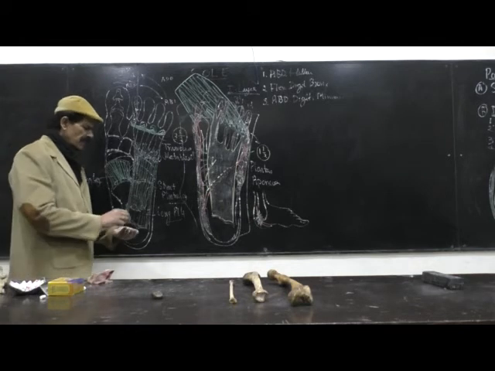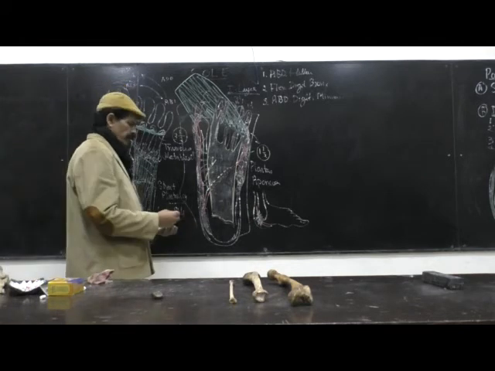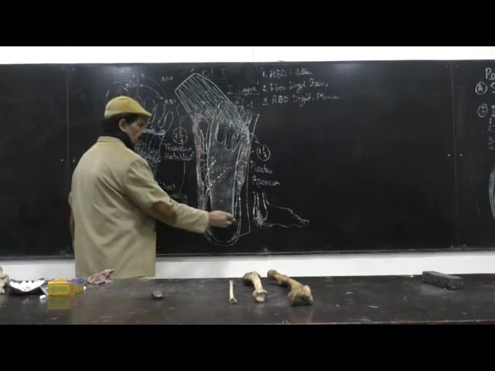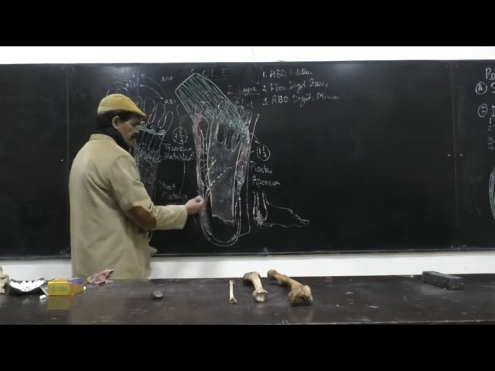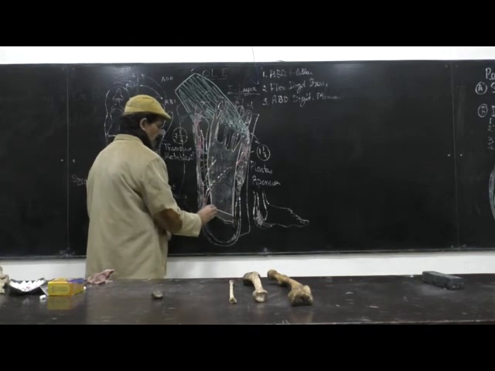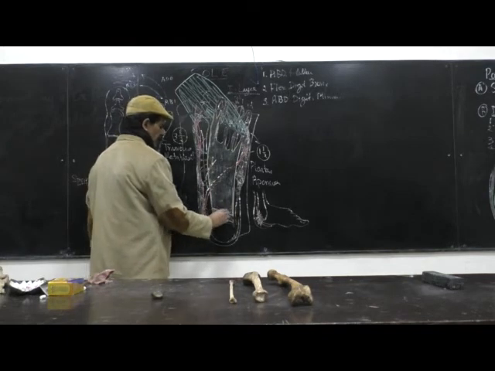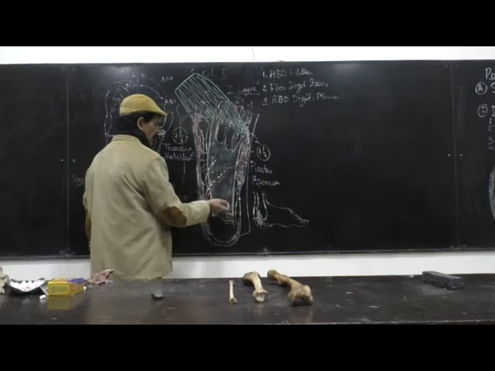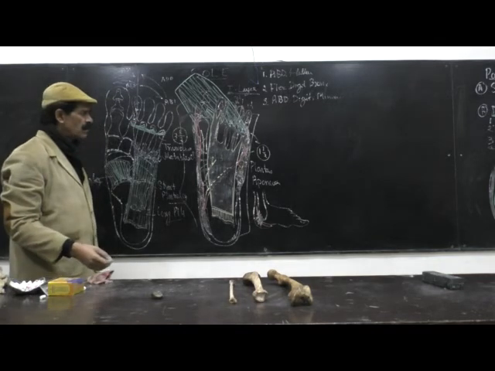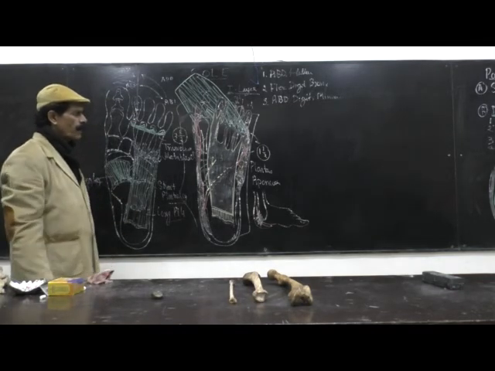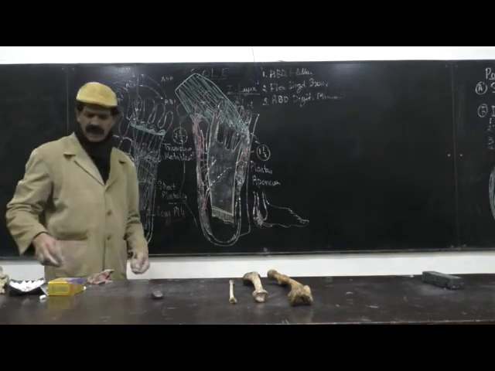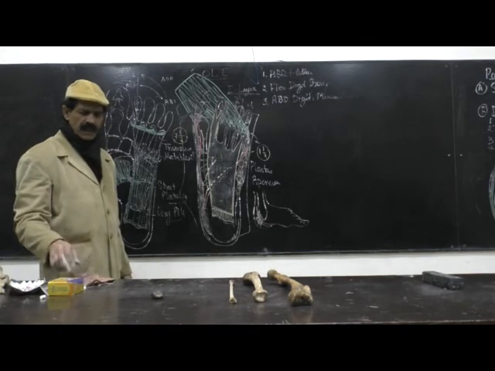Then we do the second layer. In order to do the second layer, we cut the flexor digitorum brevis muscle. From here, the flexor digitorum brevis muscle is cut, and then it is also reflected like the plantar fascia upward. After that, we get the second layer. The muscles of the second layer, they are three in number.